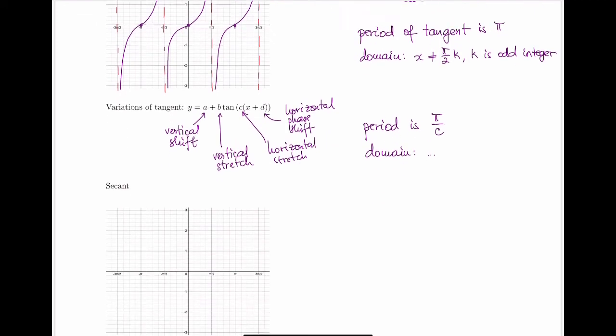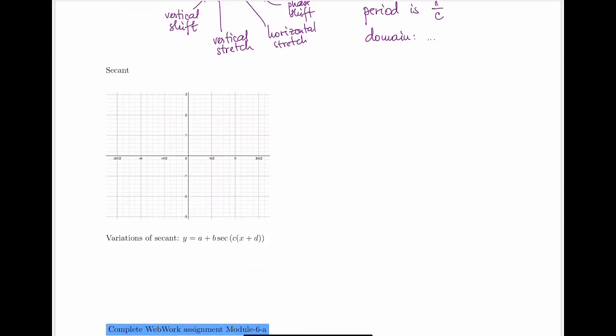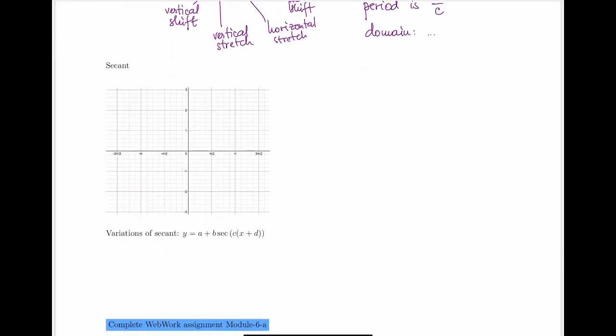Let's take a look at the graph of secant, keeping in mind that cosecant will behave somewhat similarly or can be analyzed similarly. So secant, by definition, is 1 over cosine, which again, in the exact same way as for tangent, means that the denominator here cannot be 0, and when it is 0, we're going to have vertical asymptotes. So once again, that means that theta is pi by 2 times k, where k is an odd integer.